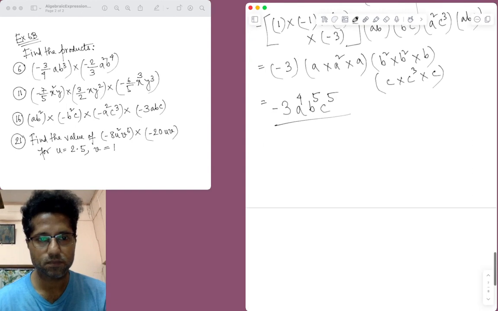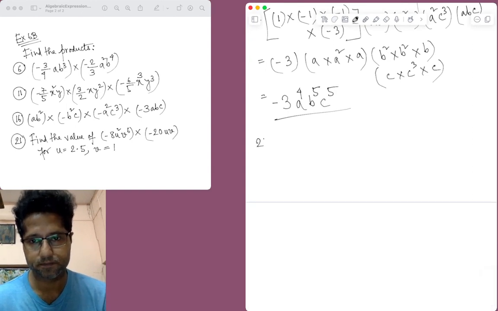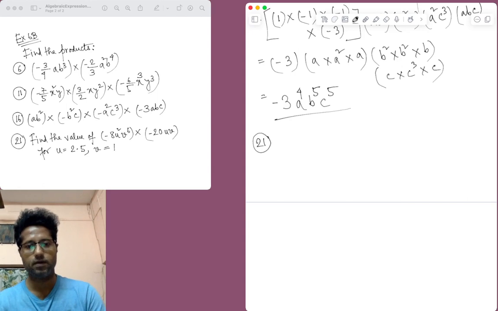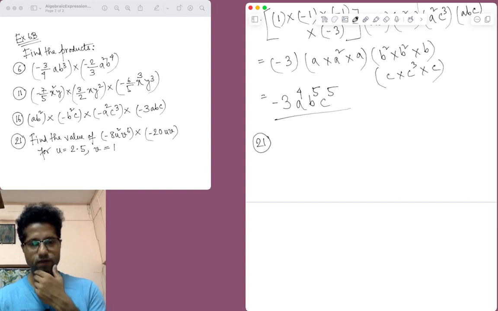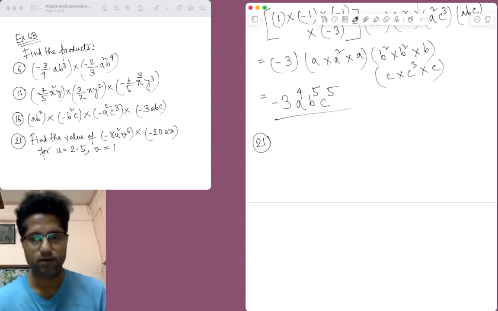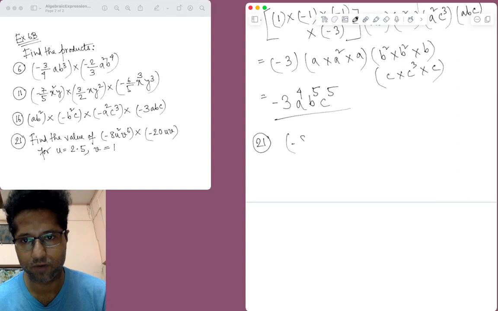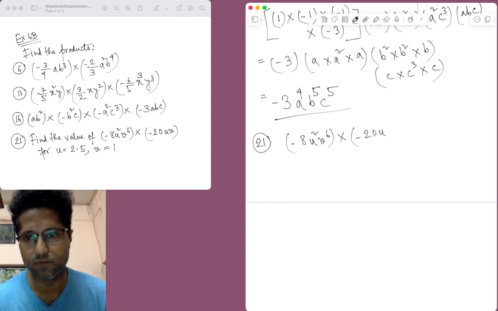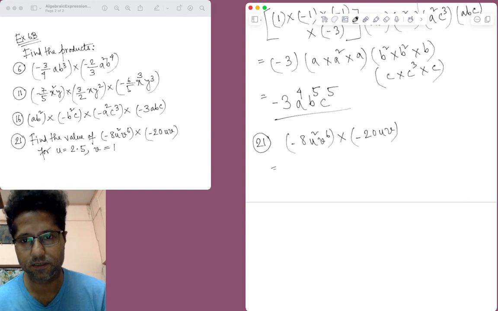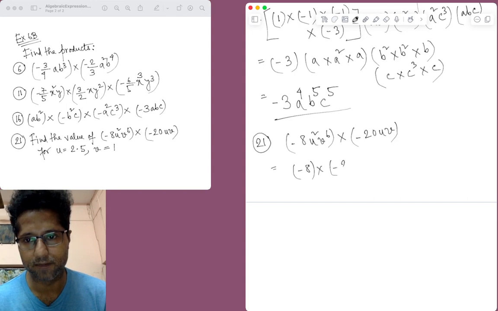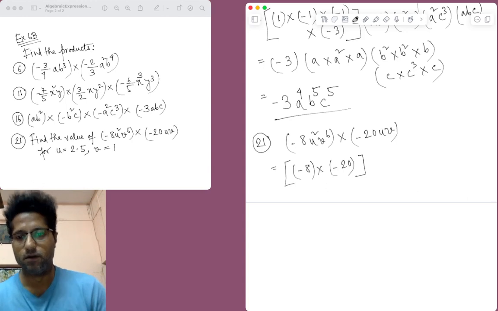Okay. Let's do question number 21. It says, find the value of the product of two terms that are given. Find the value of this for given values of the variables u and v. Okay. So first let's find the product of the two terms 8u square v to the power 6 multiplied by minus 20uv. We first multiply the coefficients, and that is minus 8 multiplied by minus 20. This becomes the coefficient of the final product, and then we find the product of the literal coefficients.